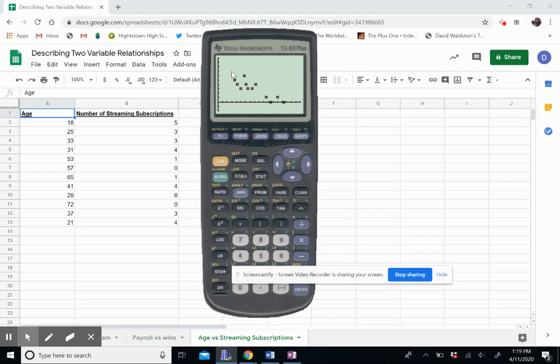All right, so this is how we describe two variable relationships using these scatter plots. You're going to have an assignment posted. Please do it, and it will be due on Wednesday.